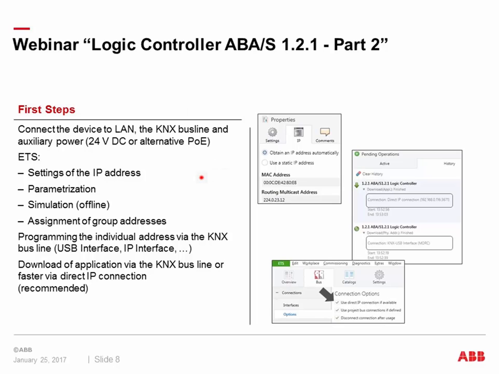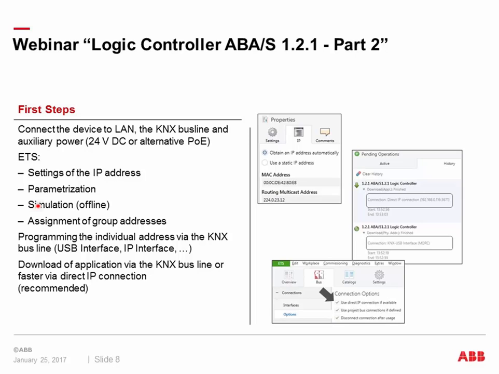So the first thing is we have to connect our device to the local area network via IP patch cable. Then we connect our KNX bus cable. And do not forget, we need auxiliary power. It can be a 24 volt DC power supply, or it is also possible to supply the device via PoE. Then the next step is to import the device in the ETS and open the plugin software. We can set the IP address, automatic or fixed, do the complete parameterization, and insert our KNX inputs, elements and all the things. And finally, we can simulate our complete parameterization, like Thorsten has shown to you.